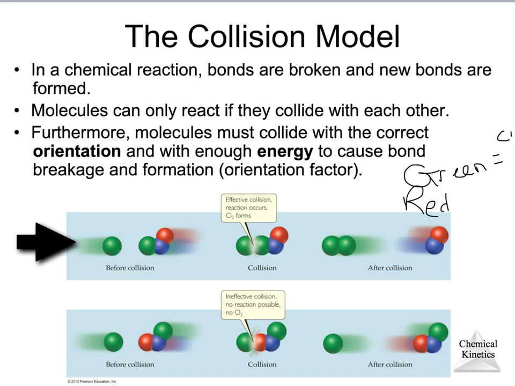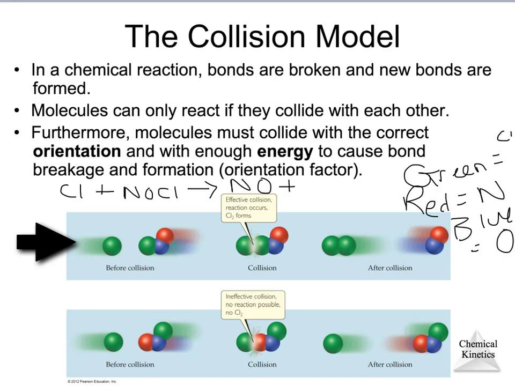Red is going to represent nitrogen, and blue is going to represent oxygen. Okay, so let's actually write a reaction for this too. I don't like that there's not a reaction given. So here we have Cl plus NOCl. And when those two react, we should get nitrogen monoxide and chlorine. Okay, so this is the reaction that we're focusing on.